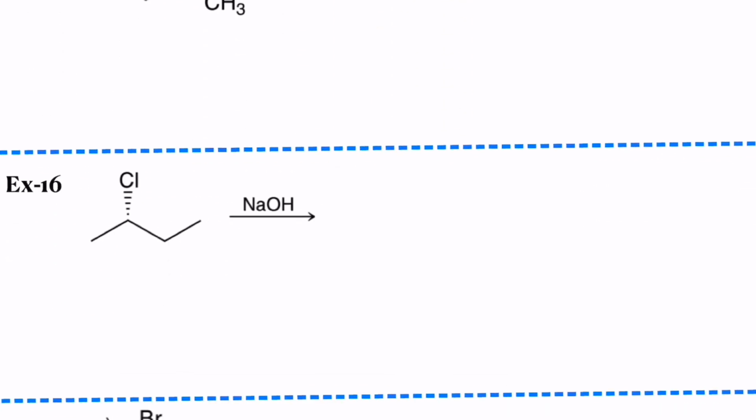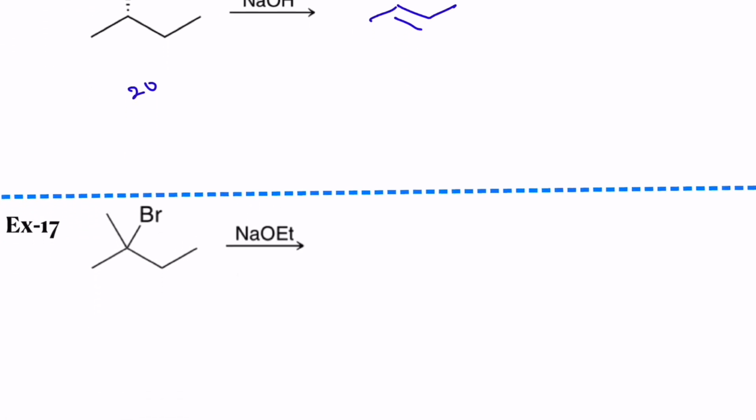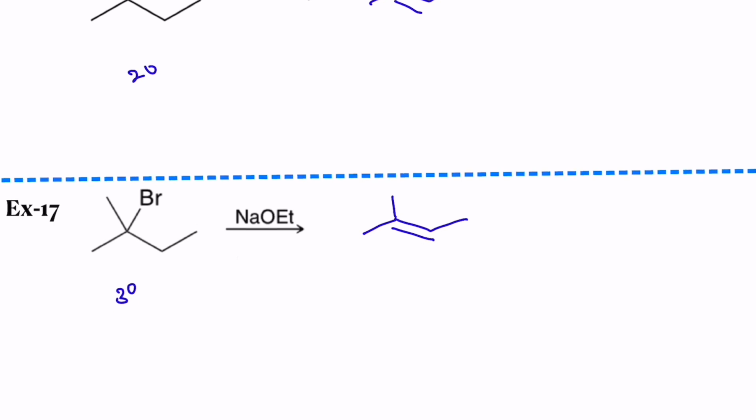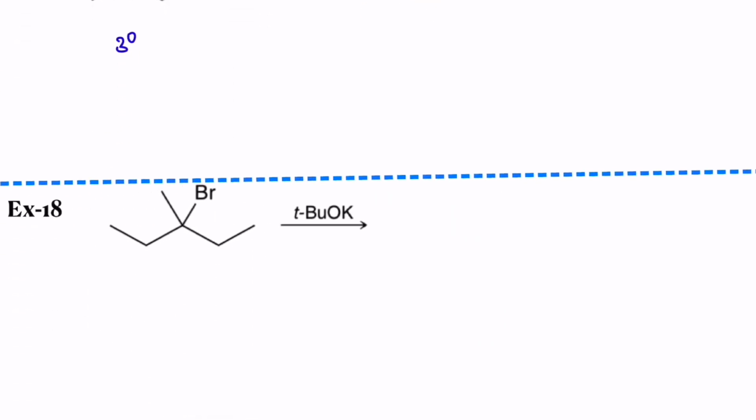And the next one, secondary alkyl halide, NaOH, elimination is major, substitution is minor. And in case of a tertiary alkyl halide, SN2 is not possible. So this is an SN2 E2 condition. Elimination will take place, that is the Zaitsev elimination product. Tertiary alkyl halide, tertiary butoxide, bulky base, elimination is possible. So this is the product.